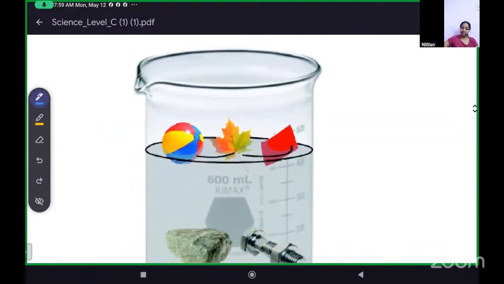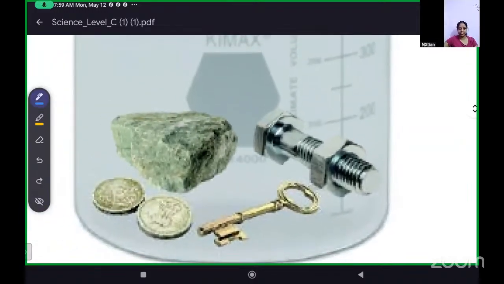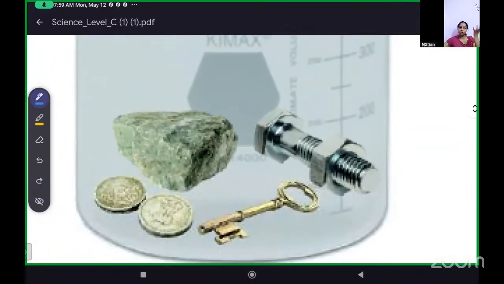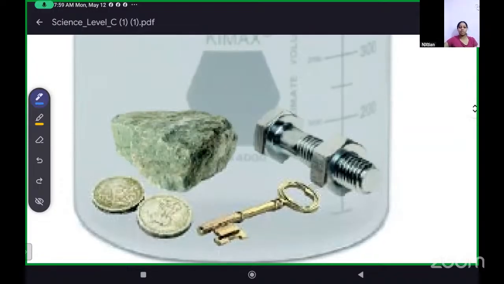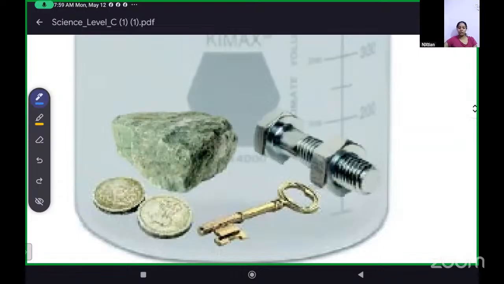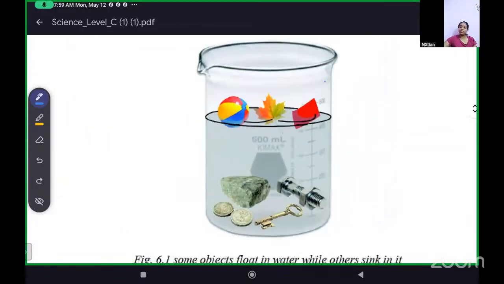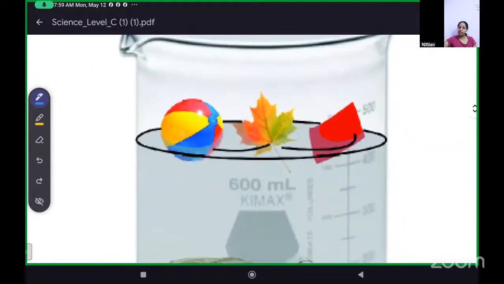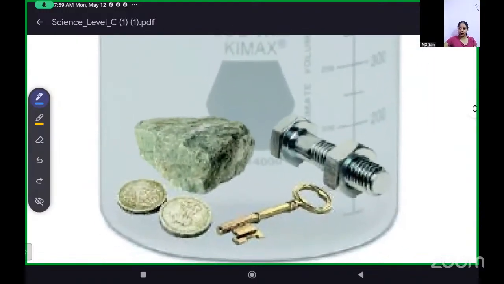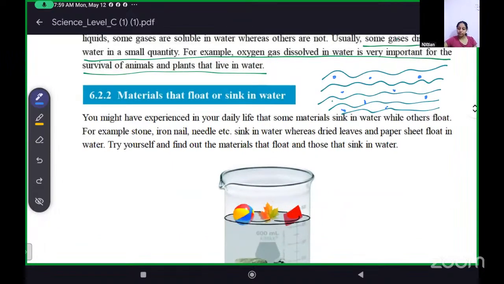And what is sinking? Sinking is when the materials that you put in something go down to the bottom and just lie there. That is known as sinking. You can see that some objects here are floating in water, whereas some are sinking. You might have experienced in your daily life that some materials sink in water while others float. For example, heavy objects such as stone, iron, nail, needle, etc. sink in water, whereas dry leaves and paper sheet float in water.